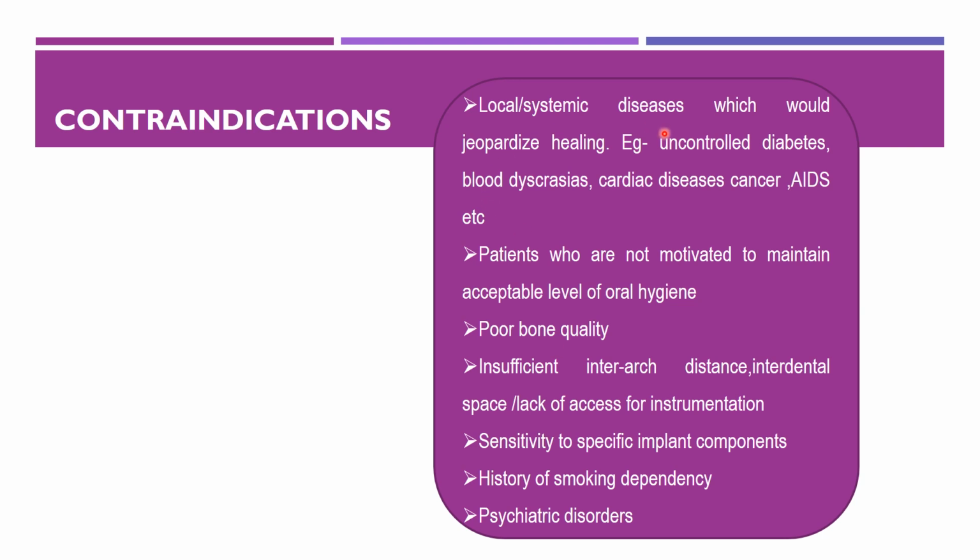Contraindications are local or systemic diseases which would jeopardize healing, for example, uncontrolled diabetes, blood dyscrasias, cardiac diseases, cancer, AIDS, etc. Patients who are not motivated to maintain an acceptable level of oral hygiene and those who are having poor bone quality, insufficient interarch distance in the dental space or lack of access for instrumentation, sensitivity to specific implant components, history of smoking dependency, and psychiatric disorders.